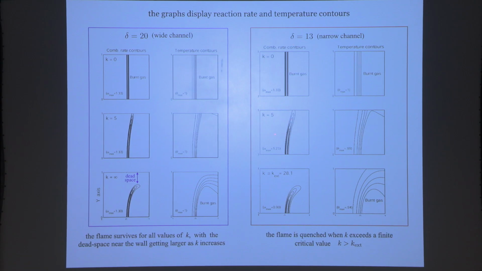You increase the loss, it's a little different than before. It's curved, a little more curved and spreads wider. But you reach a point, 28.1, and you get this flame at the center. If you put 28.2, or maybe 28.4, you cannot get any solution, no solution, okay? So again, it's interpreted as at that point you have a total extinction for K beyond some critical value.